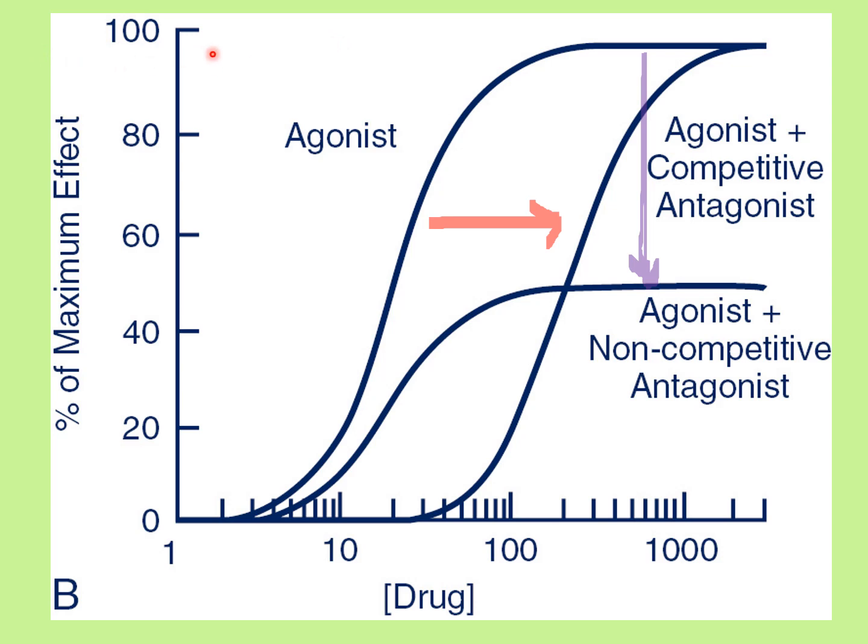So we can still achieve a maximum effect with our agonist, and this one just happens to be near 100%. Maybe it could be a lesser one. It could be 75 or something. But nevertheless, we can still achieve it with the competitive. With the non-competitive, however, we can never achieve that maximal effect. That's because they're not competing for the same site. That non-competitive antagonist is changing the shape and thus changing the ability to create a response.